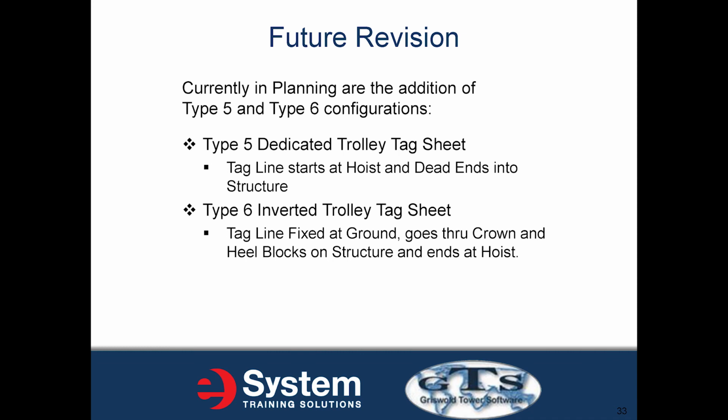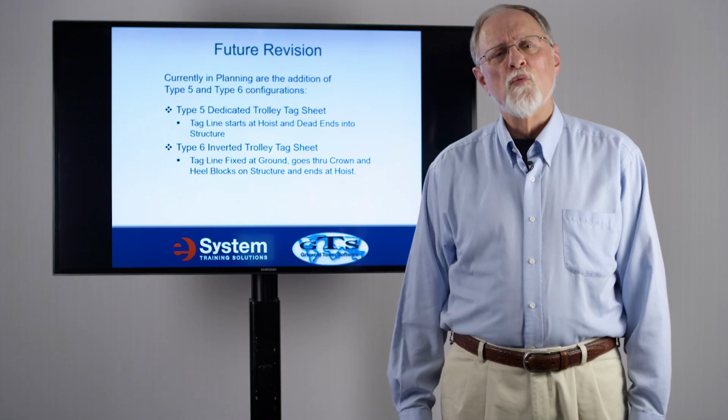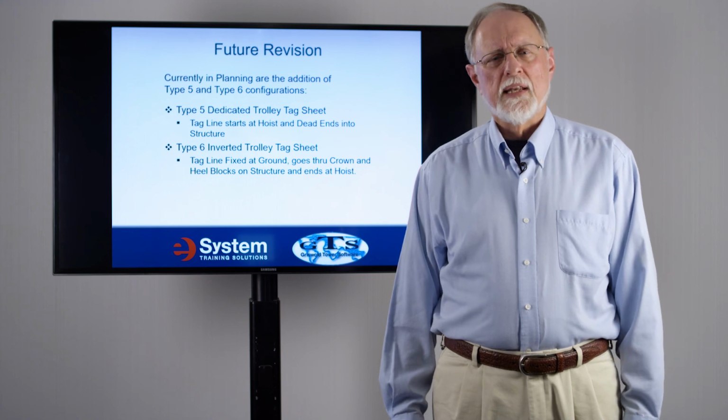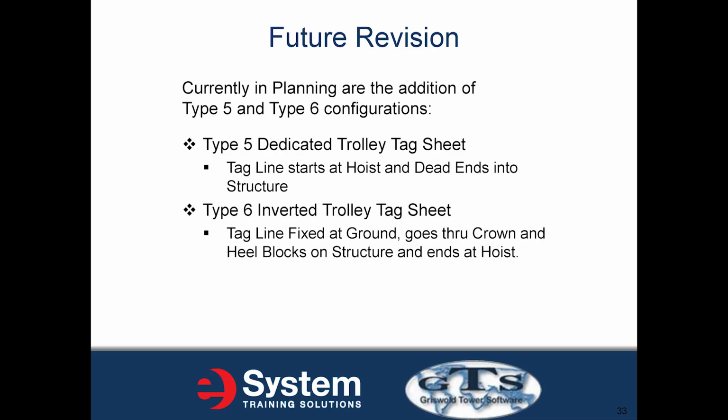Future revisions. Currently in planning are the addition of a Type 5 and a Type 6 lift configuration. We've had a lot of requests for these. A Type 5 is a dedicated trolley tag, and in this case, the tag line starts at the hoist and dead ends either into the structure or the gin pole. A Type 6 is an inverted trolley tag. The tag line is fixed at the ground, goes through the crown block, down to the heel block, and then back to the hoist.